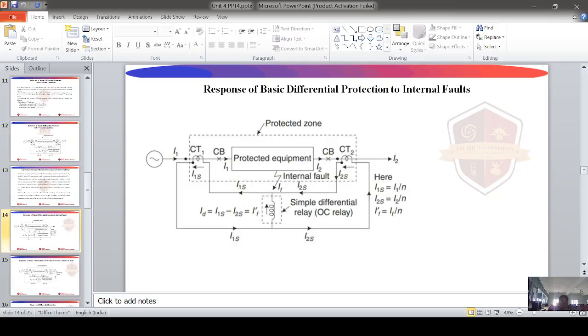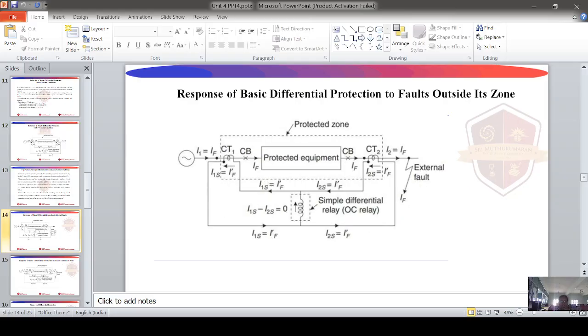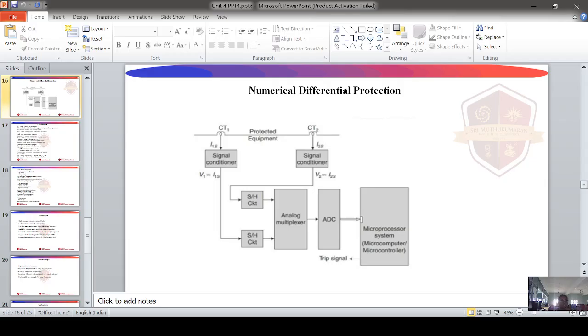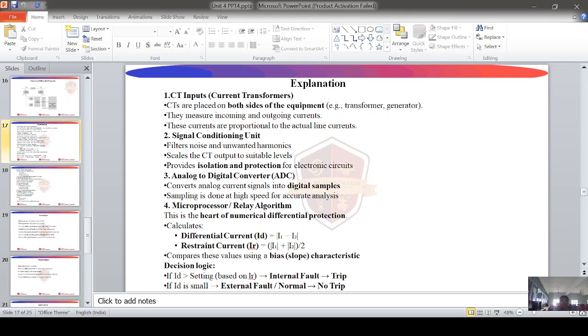Numerical differential protection introduced digital implementation of differential protection. The block diagram of numerical differential protection shows the steps involved: CT inputs, signal conditioning, ADC conversion, and microprocessing. The relay algorithm calculates the differential current ID and restraining current IR. Decision: if ID is greater than the setting, trip; else no trip.